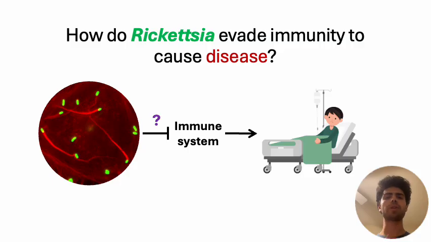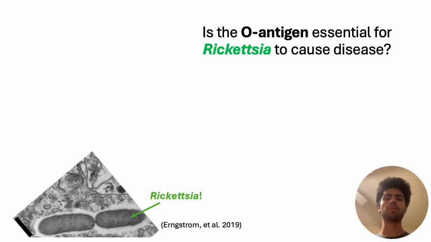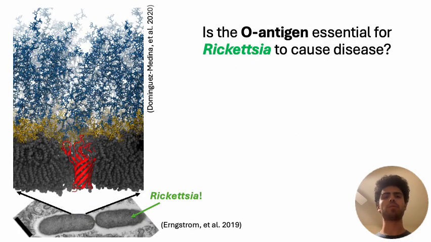So, like with any infectious microbe, we ask, how do rickettsia evade the immune system to cause disease? If we zoom in on the outer membrane of rickettsia, we see a dense coating called the O antigen, symbolized here by the blue and gold colored branches. I investigated how this bacterial structure may contribute to rickettsia pathogenesis.